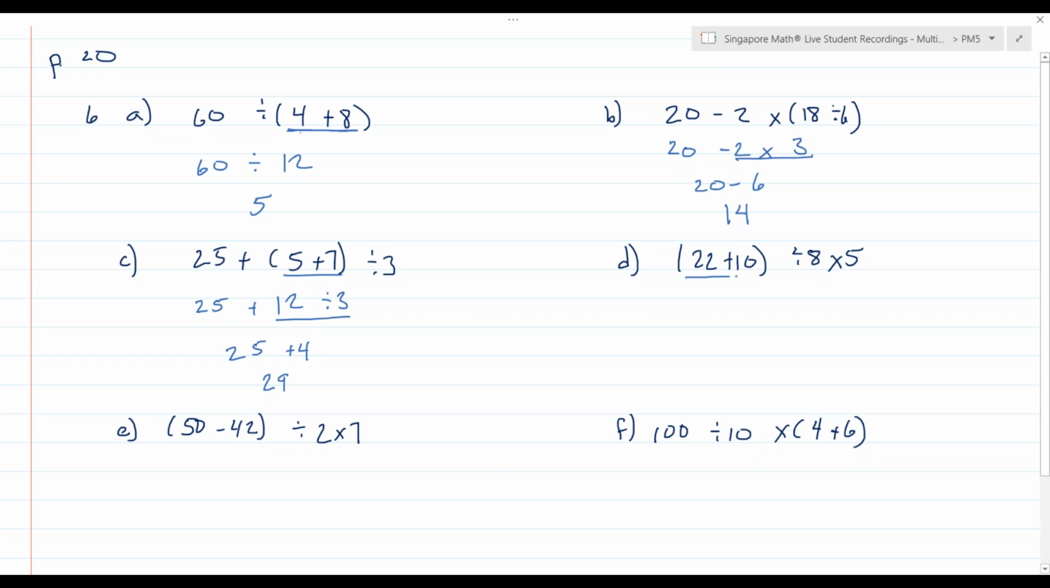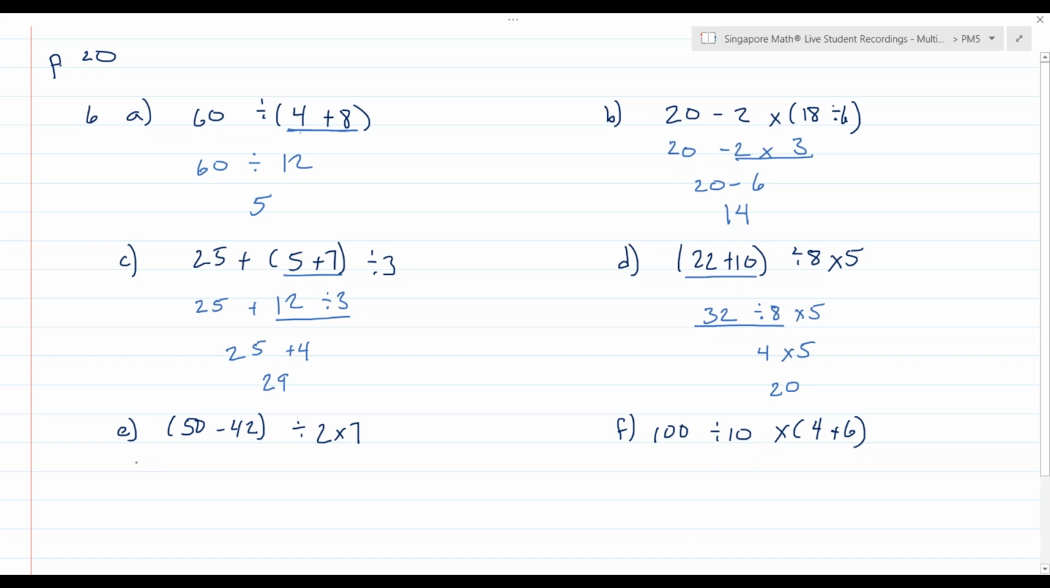Letter D, inside the parentheses, I have an addition problem. 22 and 10 is 32 divided by 8 times 5. I'm going to go left to right, which means that the division problem is next. 32 divided by 8 is 4. 4 times 5 is 20.